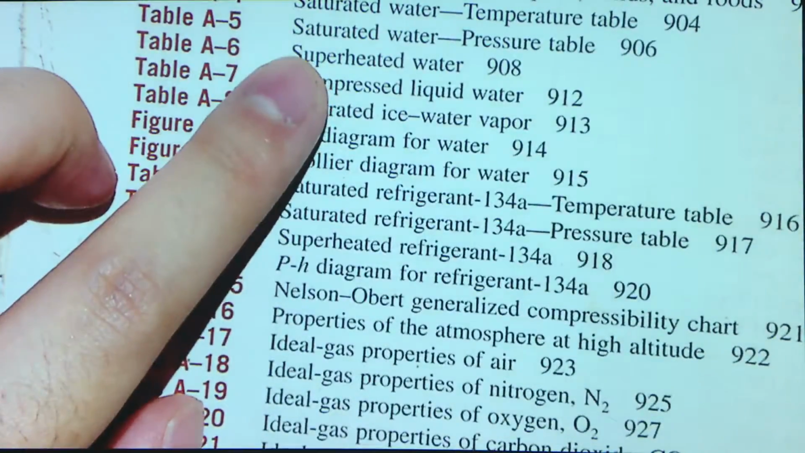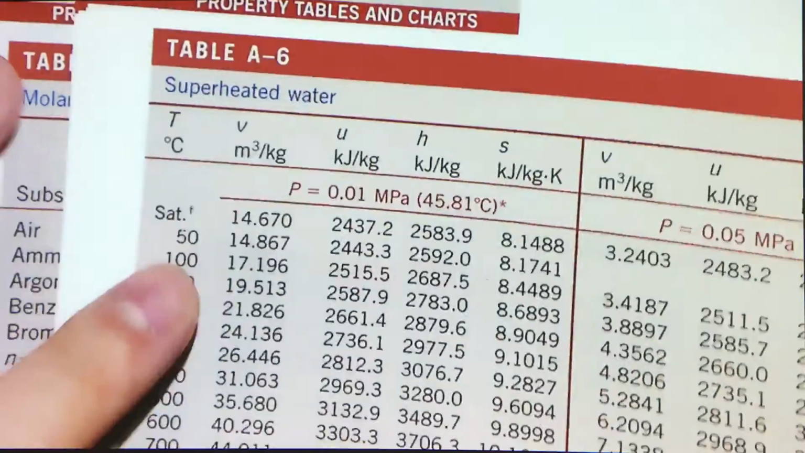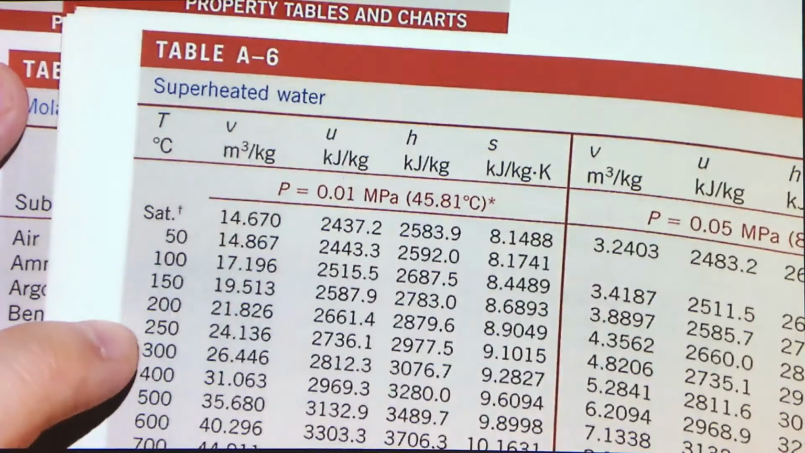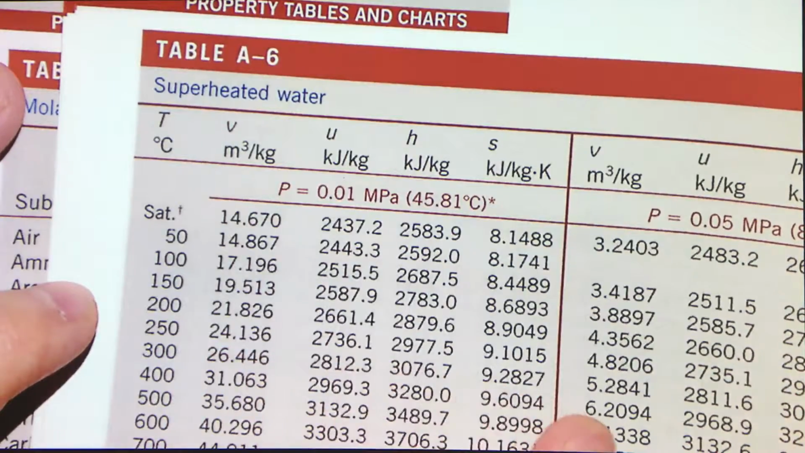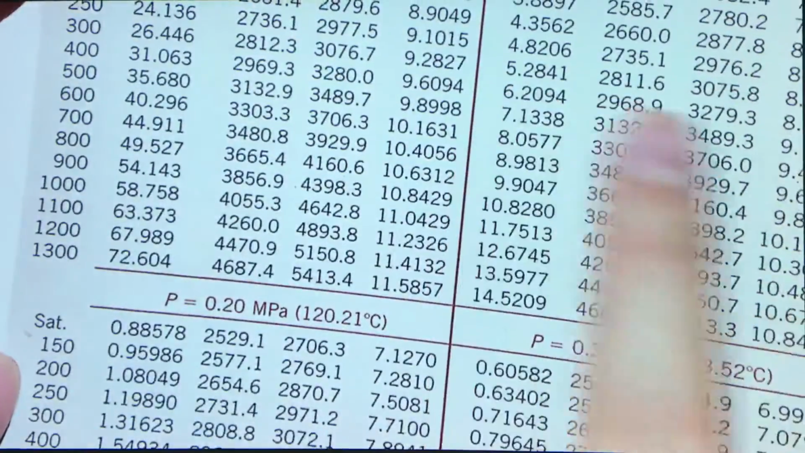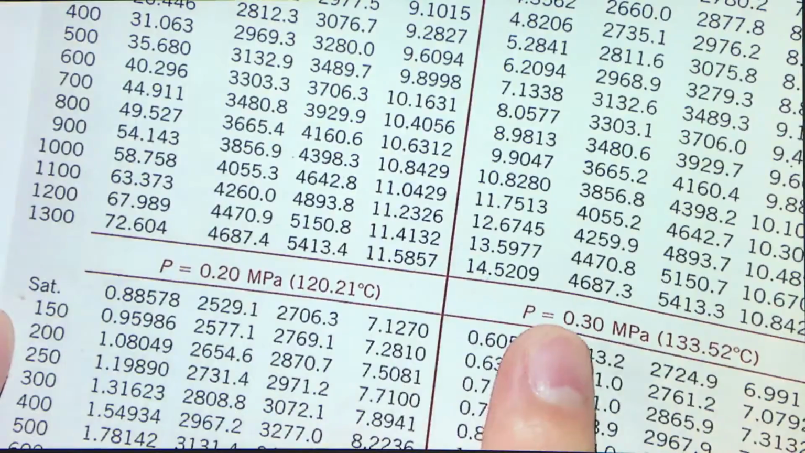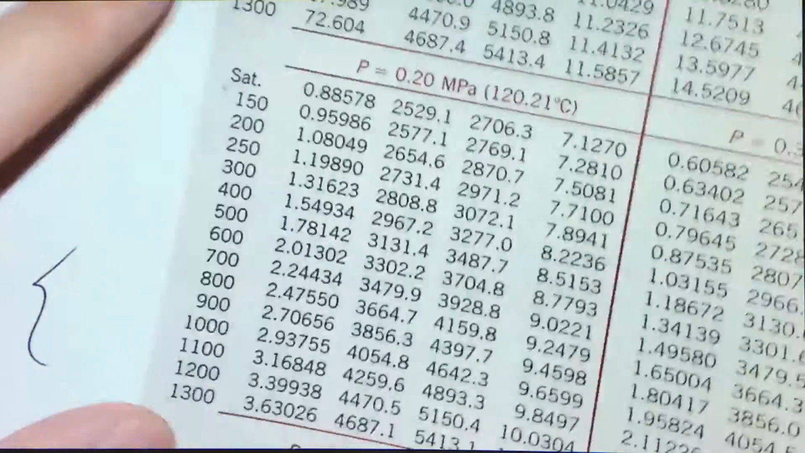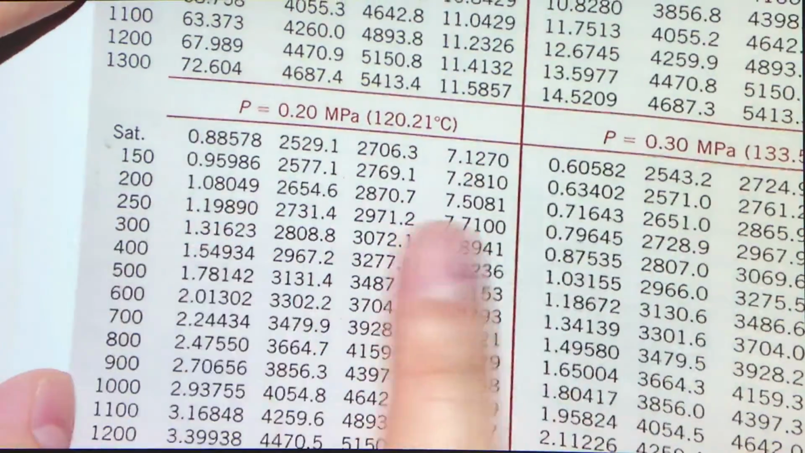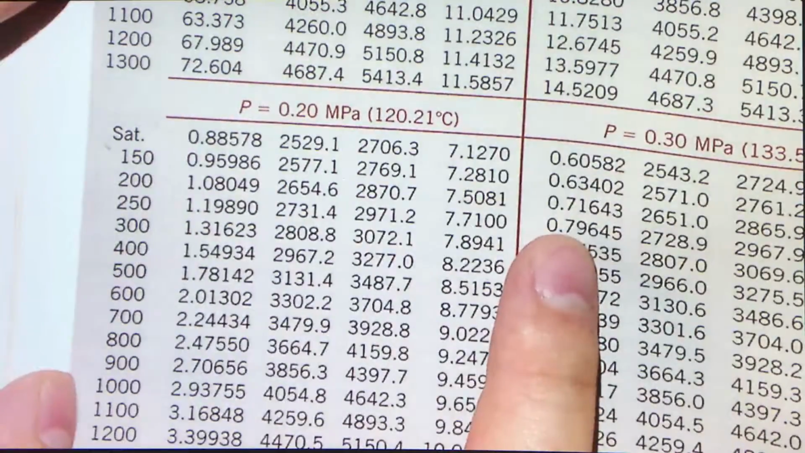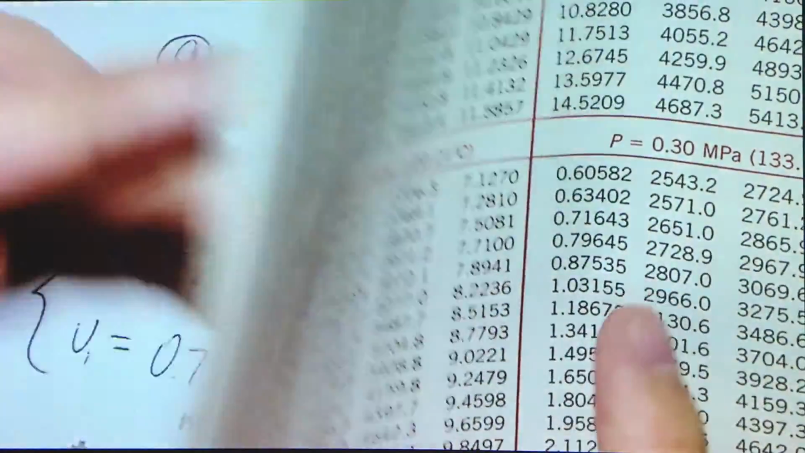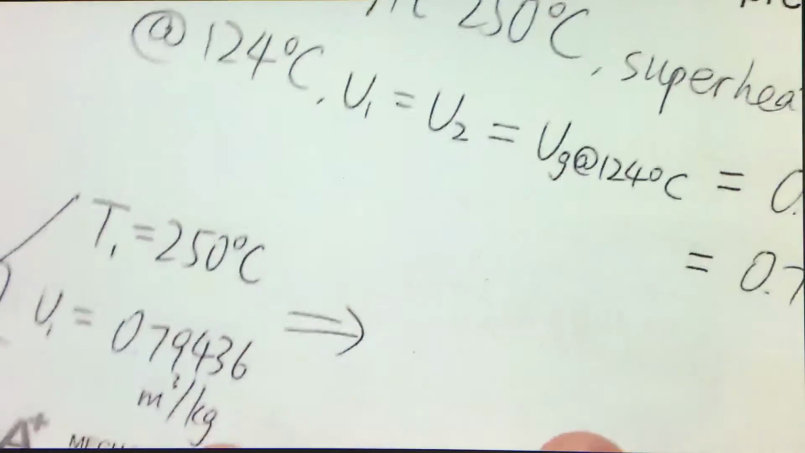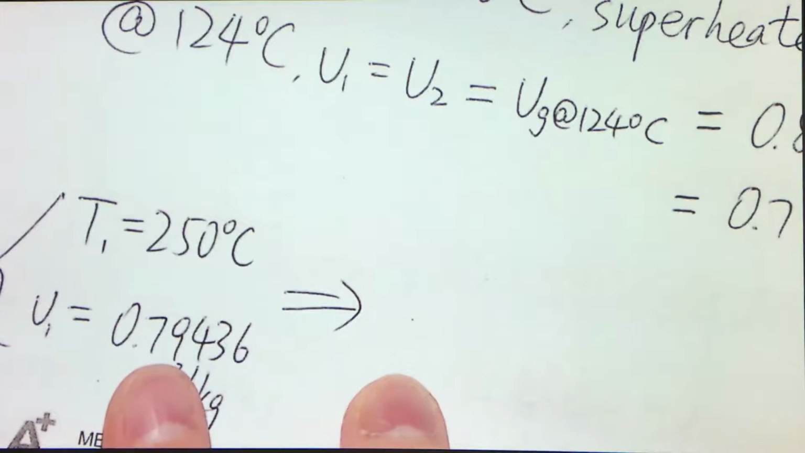That is table A6. So at 250, in this case, the volume of this value is small. So you go further and find that at a pressure of 0.3 megapascal, at 250, you have this value, 0.79645. What's the original value that we have found? It's 0.79436.